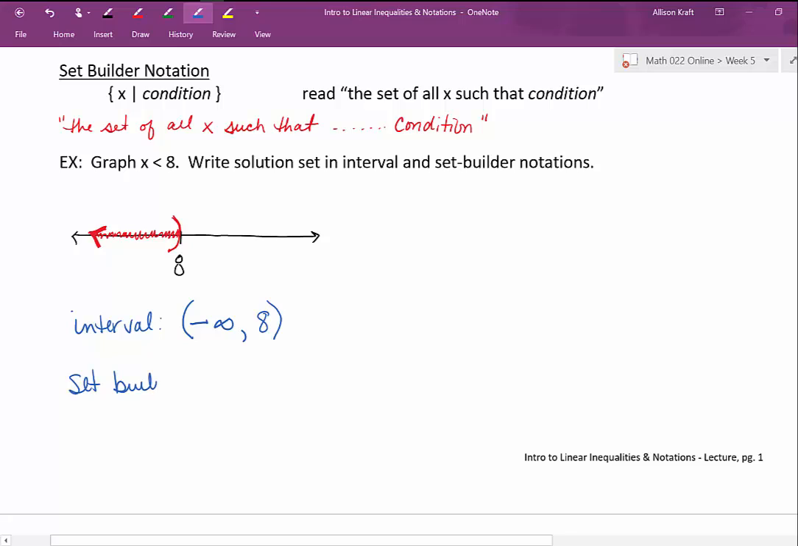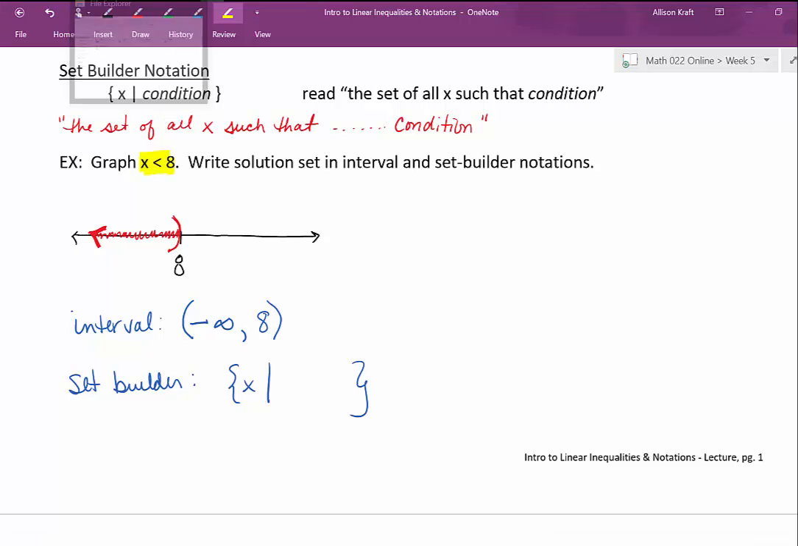The set builder notation always starts the same. The set of all x such that. The only thing that changes is what we have after the vertical line. What x are we interested in? These x that are strictly less than 8. That's what goes after our vertical line in our set builder notation.